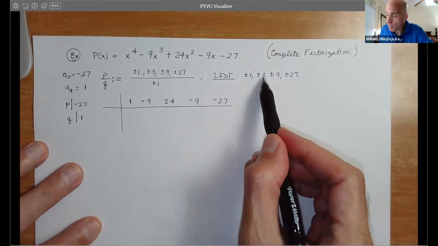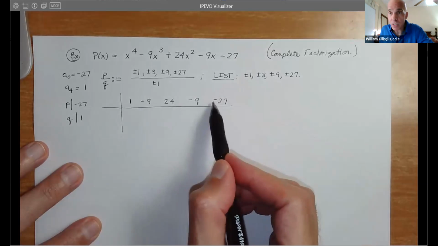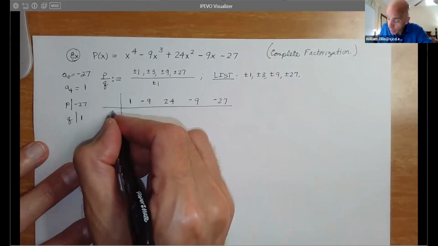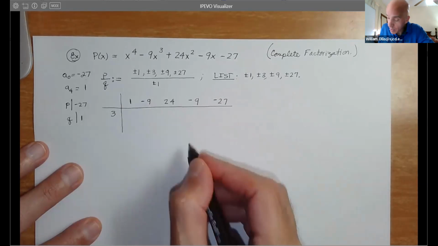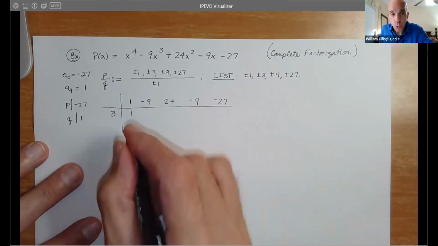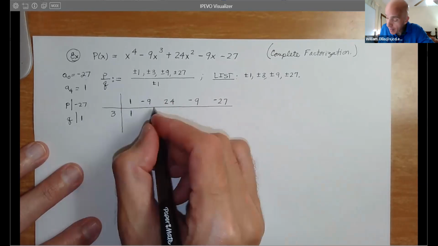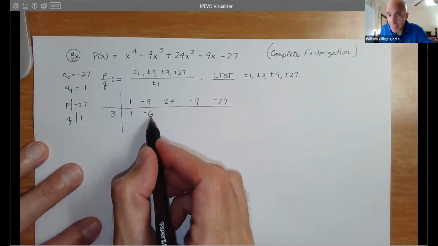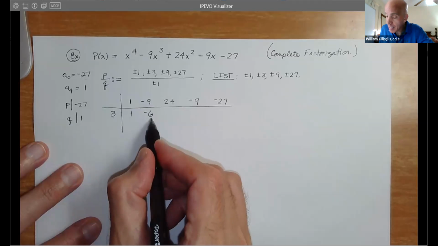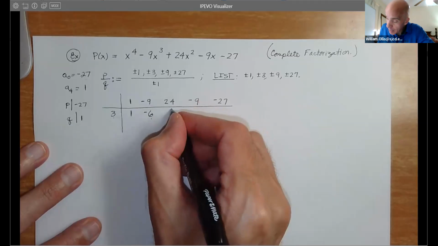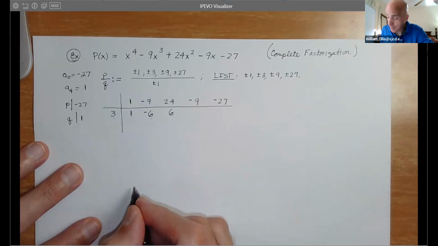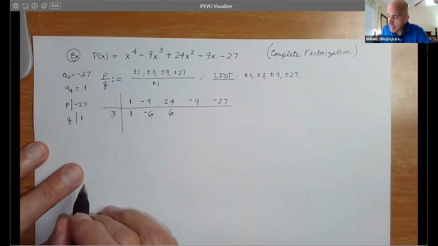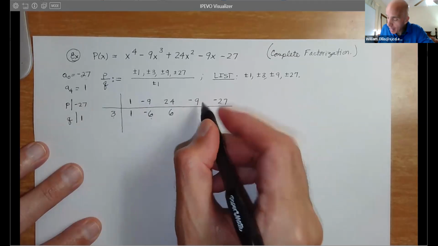Now, the next number, again, we've got some negative coefficients here, so there's no reason to think that we shouldn't try 3. So let's try 3. Bring the 1 down. 1 times 3 is 3. 3 plus -9 is -6. Now we have 3 times the -6, which is a -18. Add to 24, that gives us 6. And now, 3 times 6 is 18. We add a -9, that gives us 9.